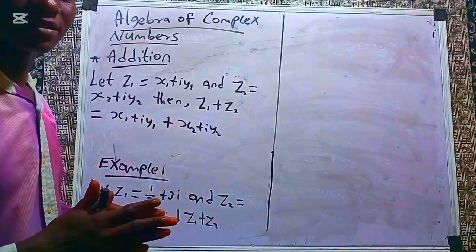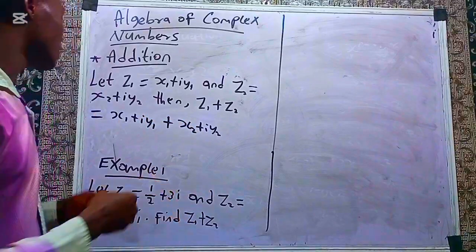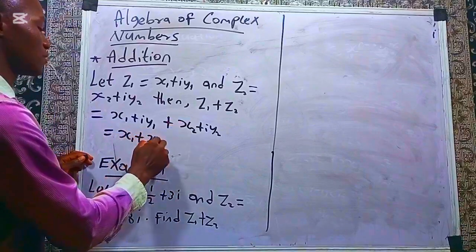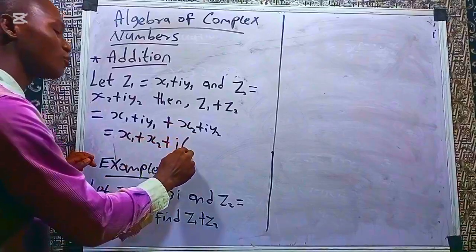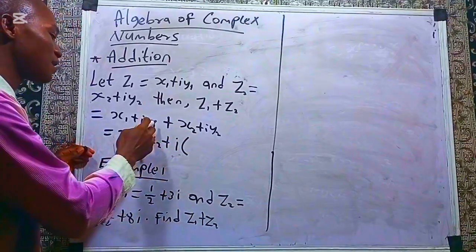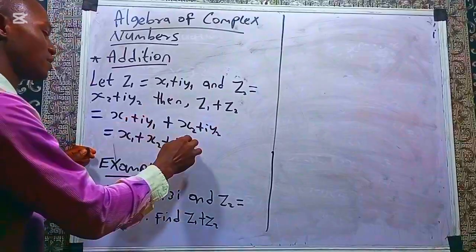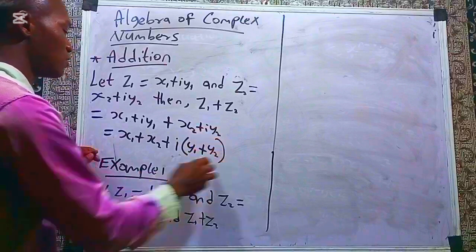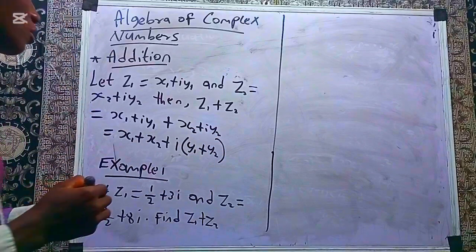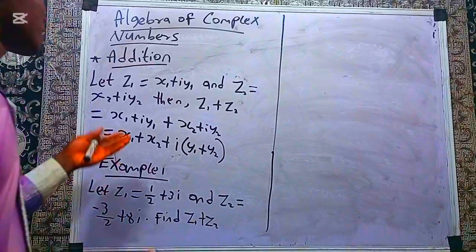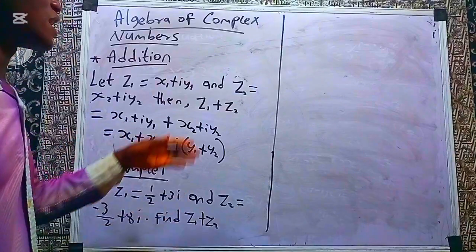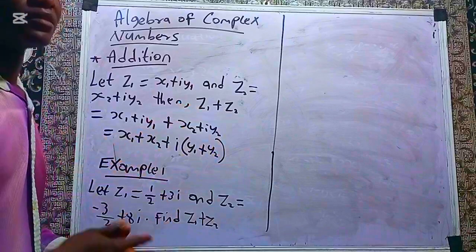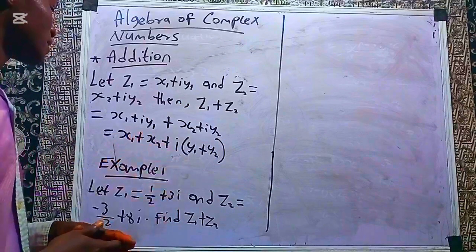So you add the real part, then you add the imaginary part. The real part of this one is x1, then plus, what is the real part of this one? x2. Then plus, you now put i, open a bracket, then you add the imaginary part. The coefficient of i here is the imaginary part, that's y1. The coefficient of i here is the imaginary part, y2. So this is how we can add two or more complex numbers. No matter the number you have, even if I have complex numbers up to 50, I can add them, provided you add the real part, then you add the imaginary part.